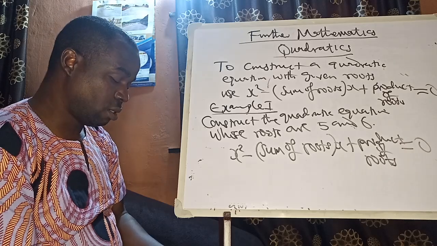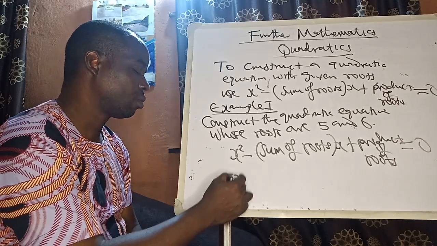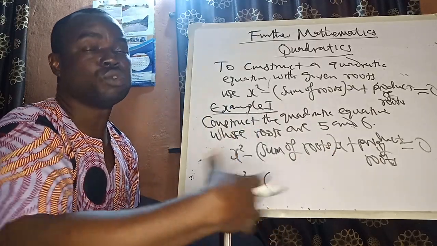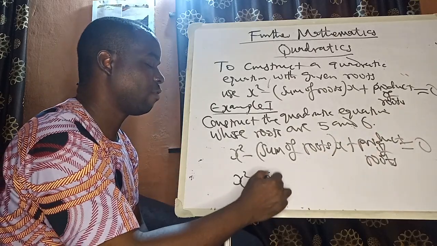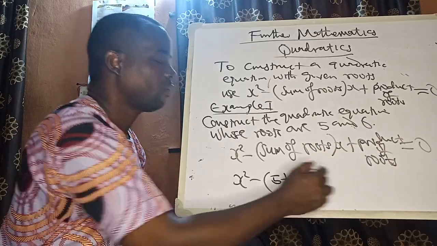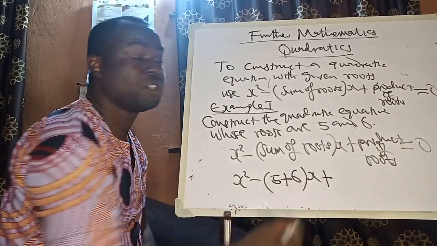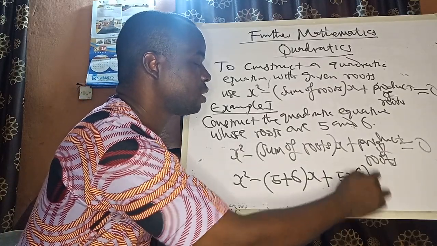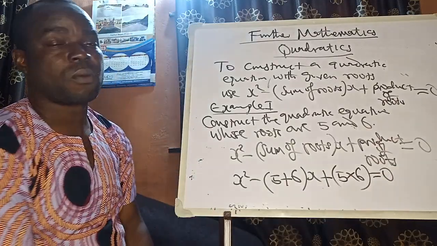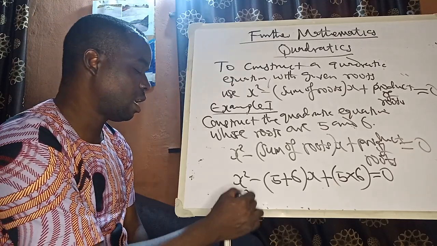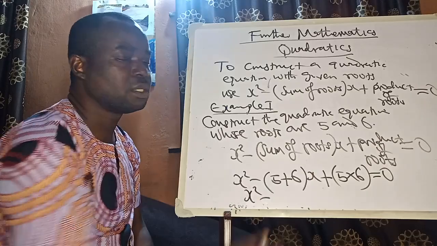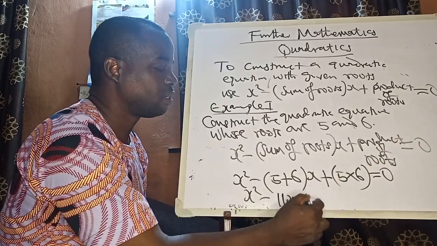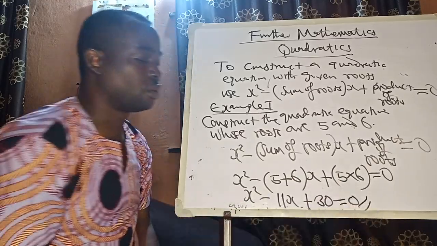Okay. Now we will substitute. Sum of roots simply means you add the 2 roots, 5 and 6. That is 5 plus 6 x. Then plus. Sum is plus. Then product of roots will now be 5 times 6 equal to 0. Which will now give us x squared, 5 plus 6 is 11, now 11x, 5 times 6 is 30, is equal to 0. That's the answer.